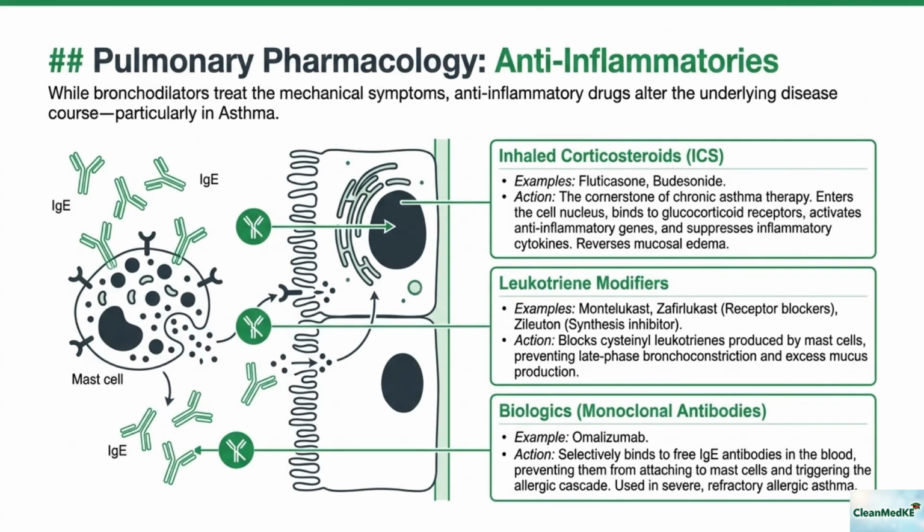While bronchodilators treat the mechanical symptoms, anti-inflammatory drugs alter the actual disease course, especially in asthma. Inhaled corticosteroids, ICS, are the cornerstone of therapy, suppressing inflammatory genes and reversing mucosal edema. We also use leukotriene modifiers, like montelukast, to block late-phase bronchoconstriction, and biologics, like omalizumab, which bind to IgE antibodies to prevent the allergic cascade from even starting.